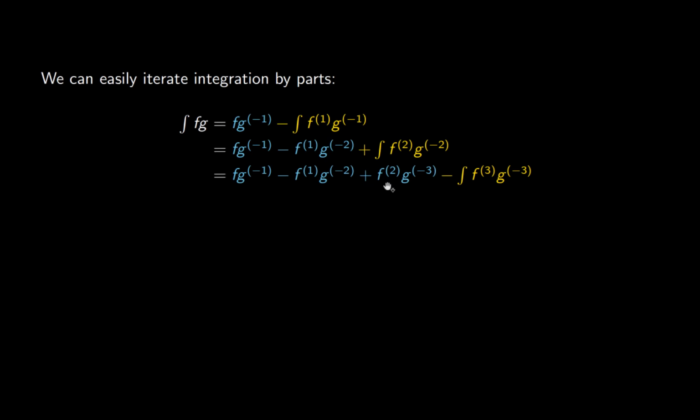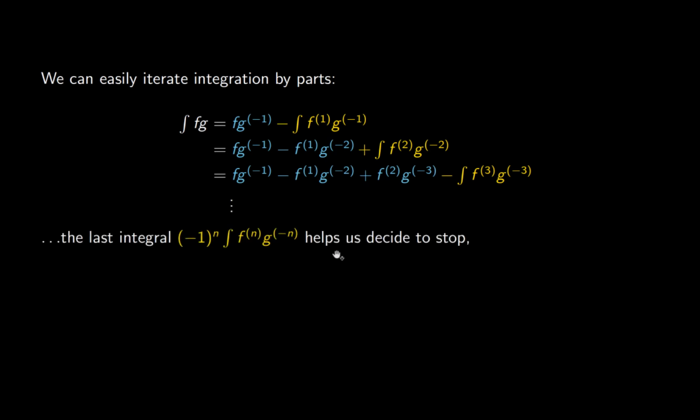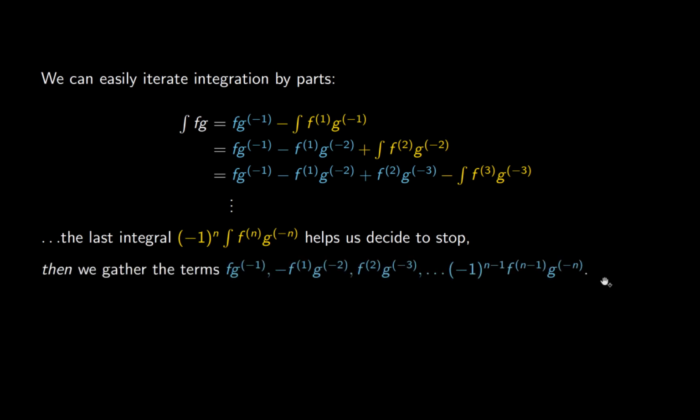Well, loosely speaking, the blue terms give us the bulk of the antiderivative that we're looking for, and the integral is the remainder. We've got to control the remainder before we know if the terms in blue are any good. So in other words, the last integral helps us decide to stop. Then we gather the terms to build the antiderivative. So let's look at what the table will generate when we proceed one row at a time.